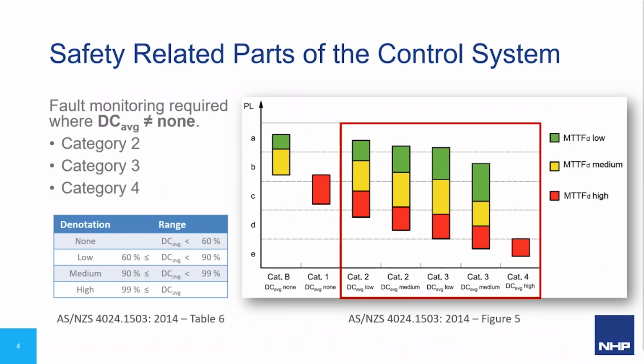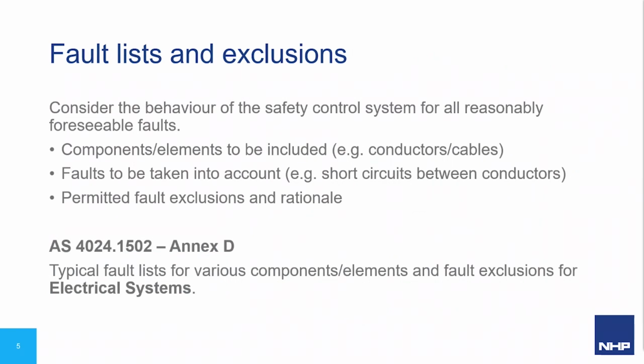And if you're looking at categories only, we find the same requirements for anything category 2 and above. We get DC by monitoring for dangerous faults. This is where safety monitoring relays become a useful tool for achieving this.